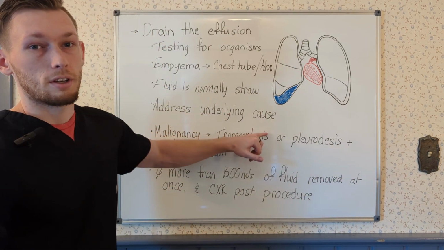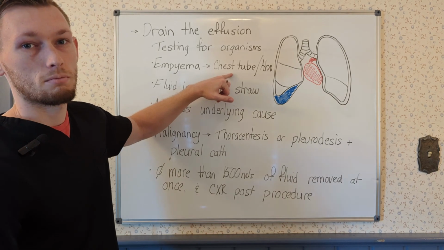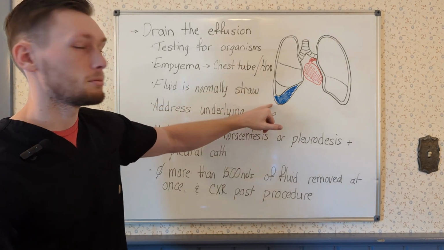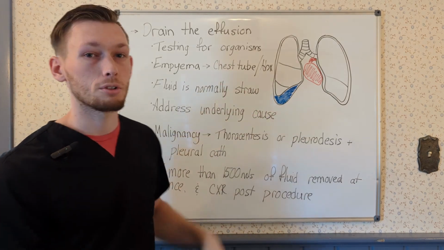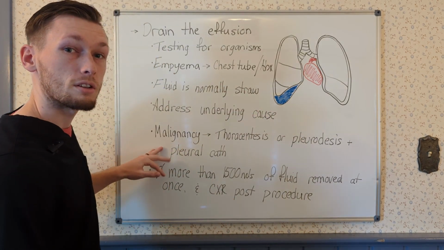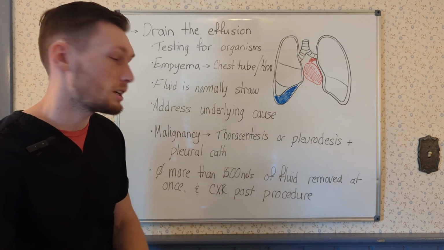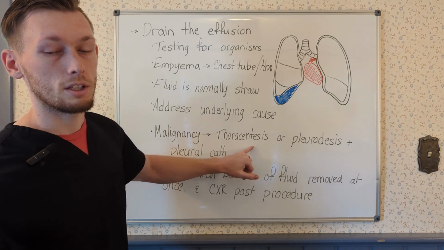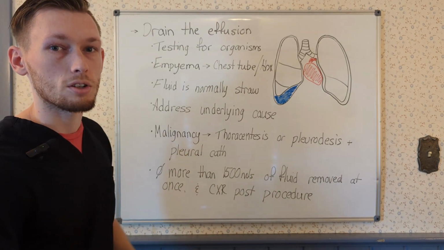We need to address the underlying cause. If it's the infection, we do the chest tube and antibiotics. If it's just fluid from an acute process, we might be able to drain it once and call it good. If we are having this effusion because of some sort of malignancy, which can be common, then we're going to do a thoracentesis to drain the fluid, because we need to get a fix on the patient, right?